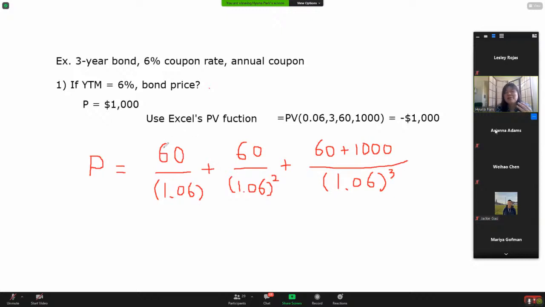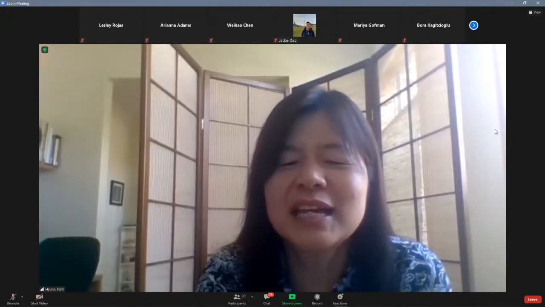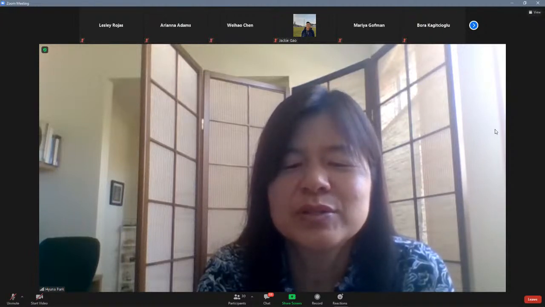The point is, without doing any calculation, I can tell this is 1,000. Why is that? Because the interest payment is 6%, and the discount rate is also 6%. So that's why bond price and the par value are the same. I'm using this whiteboard to explain this premium bond and discount bond concept.